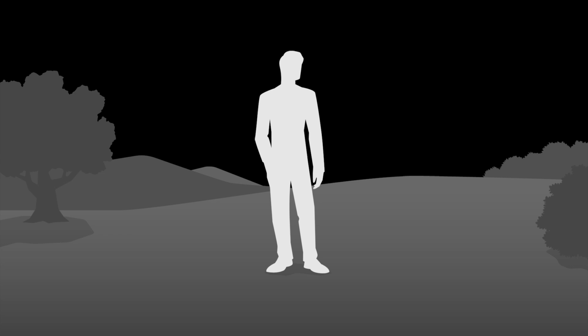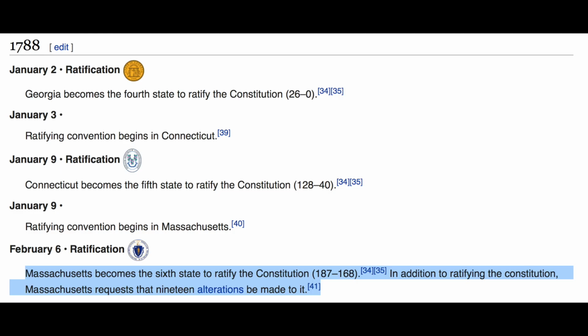Moving past that point, now getting to the ratification process. The ratification process started at the end of 1787. But I'm going to skip the first 3 states that ratified, because they ratified with no objection. Actually, so did the 4th and the 5th state. The first 5 states ratified the Constitution with no objections whatsoever. If we see here, February 6th, the ratifying in Massachusetts.